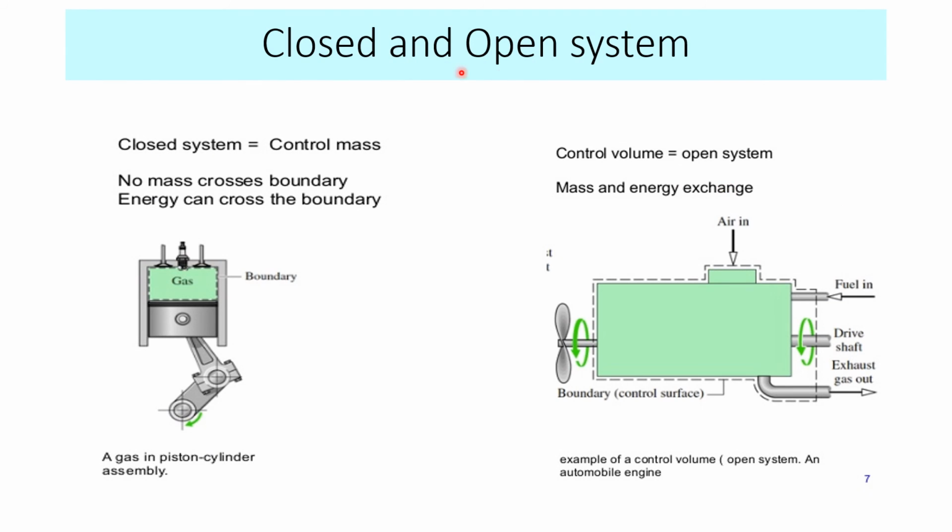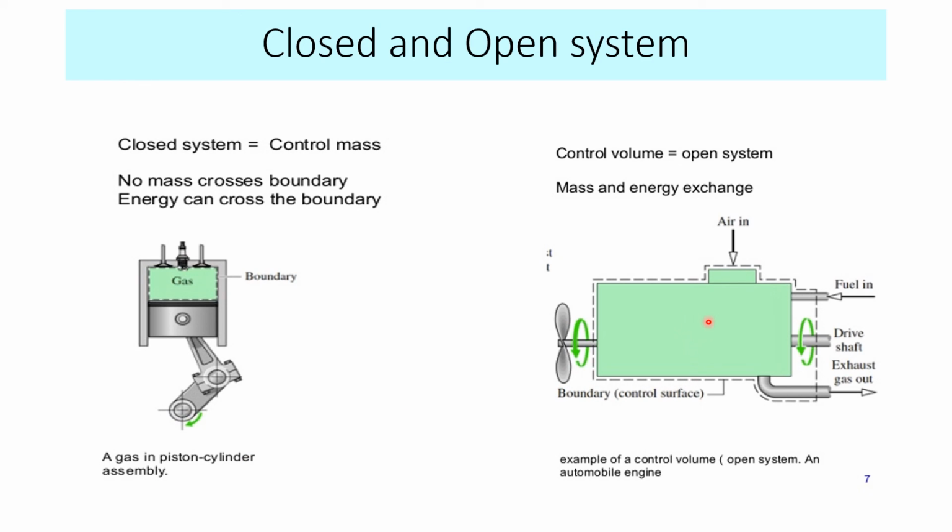You can see here I have given the examples of the closed and the open system. Here no mass is crossing the boundary of the system, the gas will be present here, only energy in the form of heat or work will cross the boundary of the system, so the mass will be constant here. This is the example of the gas in the piston cylinder assembly.